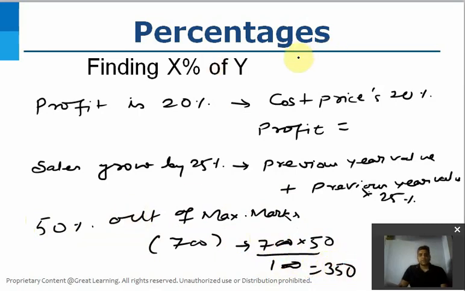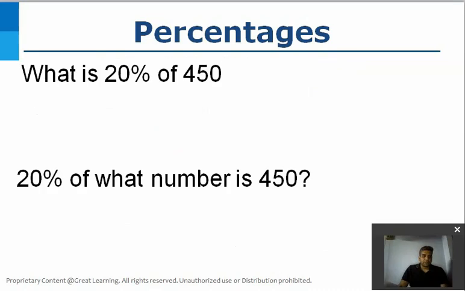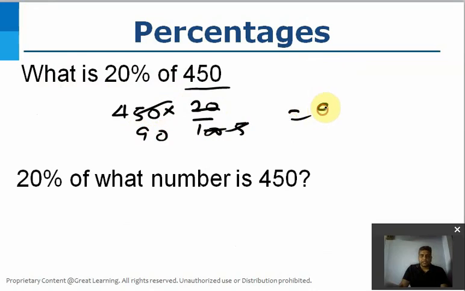So x percent of y means what? y into x by 100. That way you calculate the exact percentage value in this kind of scenario. Suppose you have been given: what is 20% of 450? Now, my base is 450. So 450 into 20%, that is 20 by 100, and I get 90 as the answer. What is 20% of 450? It is 90.